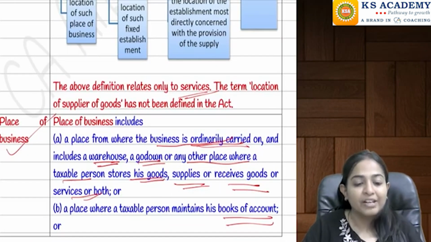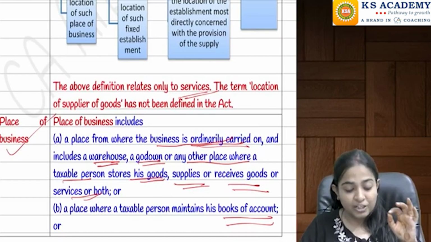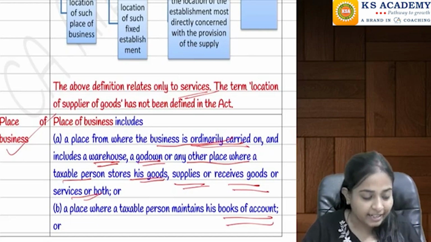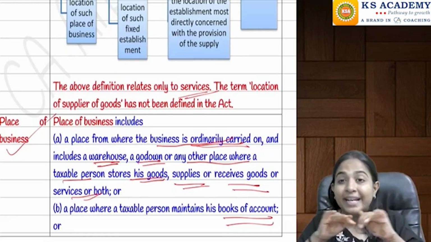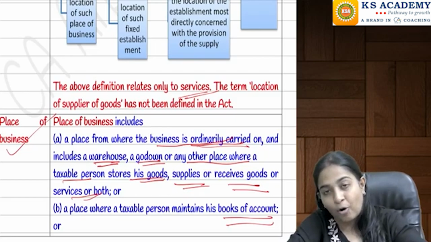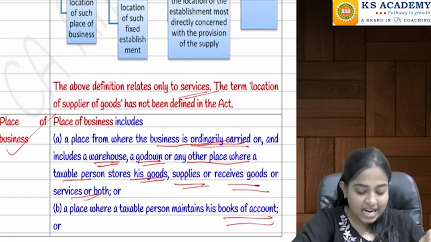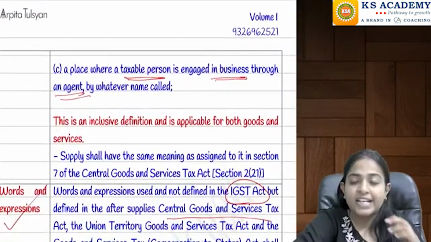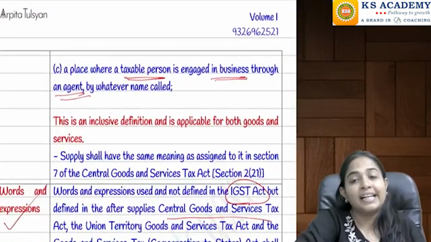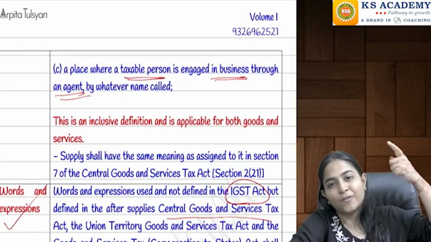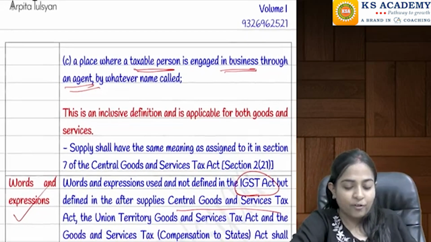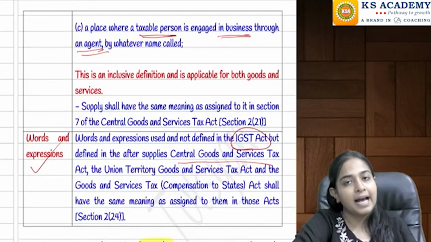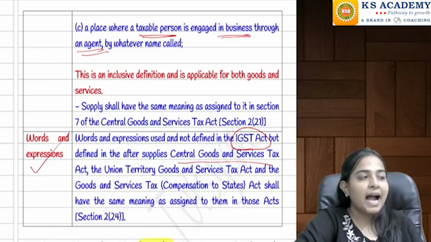Place of business will include any such place from where we normally carry out the business, including our godown, warehouse, etc. Any such place where we maintain our books of accounts will also be called the place of business, or any other place through which we engage ourselves in business either directly or through an agent. Directly was already covered in the first point, or any place from where we are conducting the business through an agent, even that will be considered a place of business. Are you clear with this?